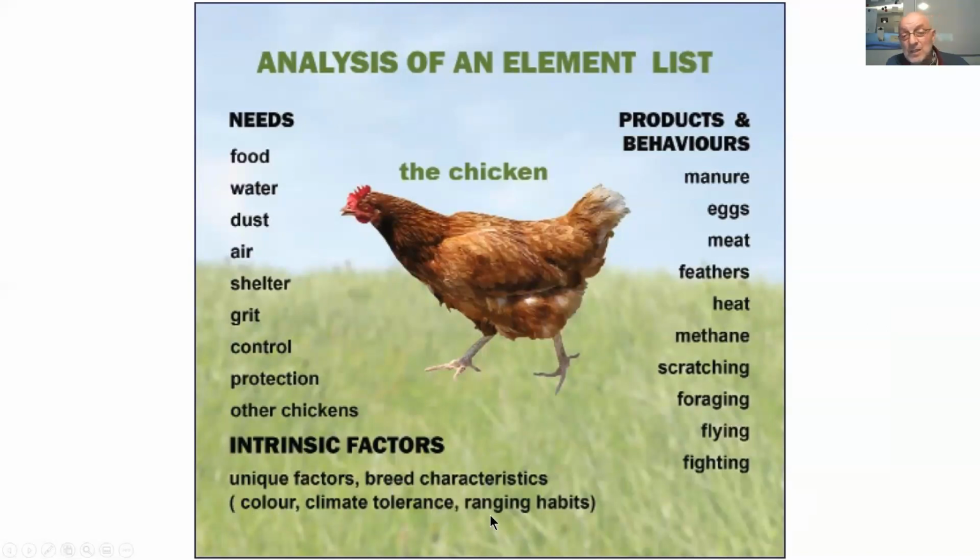We have made some chickens which will not be able to live in certain areas, and they are better living in a modern area. This is what we're talking about when we talk about different intrinsic factors. So we have the behavior, products and behavior. It is producing manure, eggs, meats, feathers, heat, methane, and then it's producing scratching.